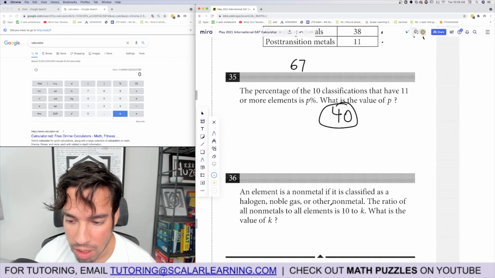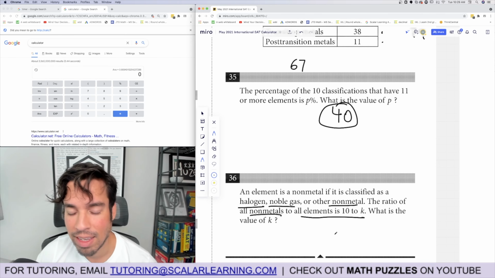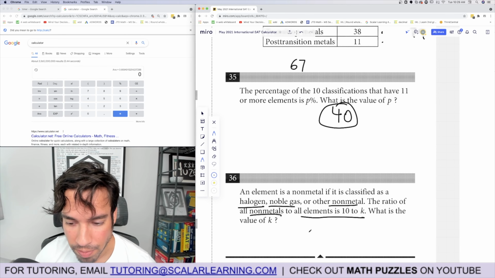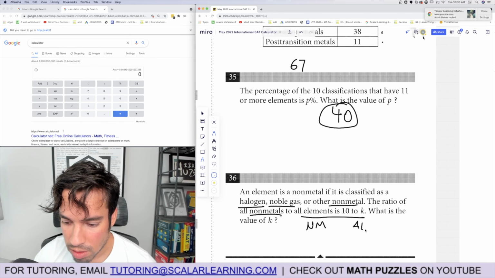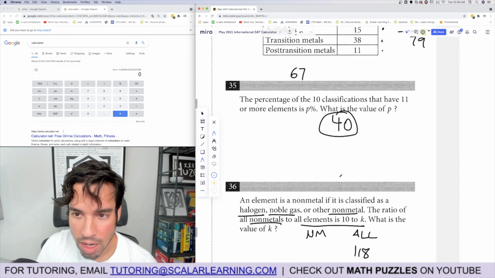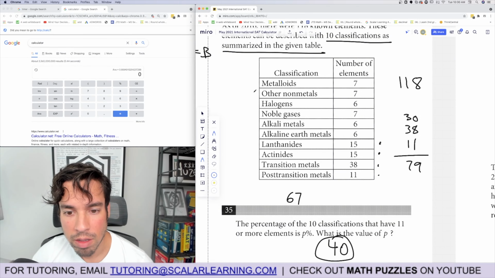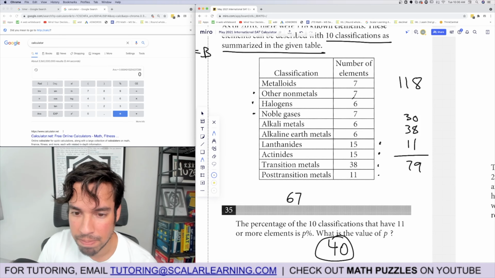An element is a non-metal if it is classified as a halogen, noble gas, or other non-metal. The ratio of all non-metals to all elements is 10 to K. Okay, now we're talking about the elements. So non-metals to all elements is 10 to K. And remember, there's 118 elements. And the non-metals, let's look at this. So it's non-metal, it's halogen, noble, or non-metal. It's these three. So 7, 14, and that's 20.